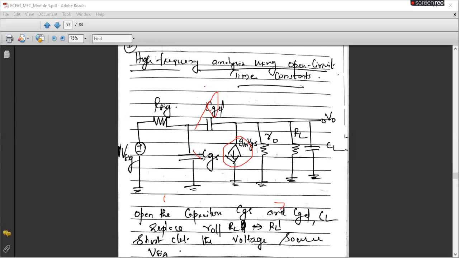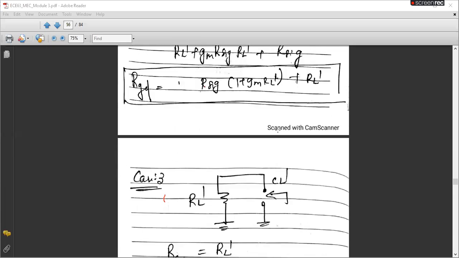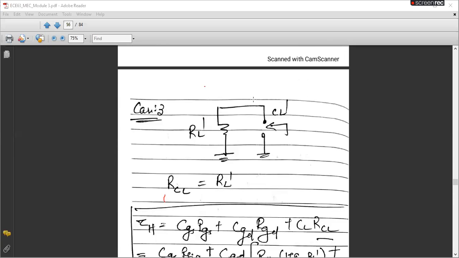These two I will delete. So the only circuit that I'm having with us is this part. And I need to open this terminal and looking into it, what I'm having only R0 and RL dash. I mean RL, R0 and RL together, I'm calling it as RL dash, isn't it? So case 3 equivalent circuit, you can draw it in this particular way.